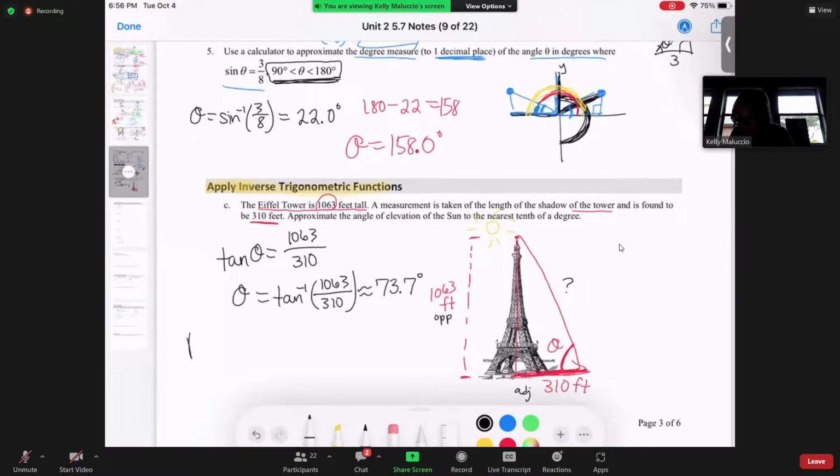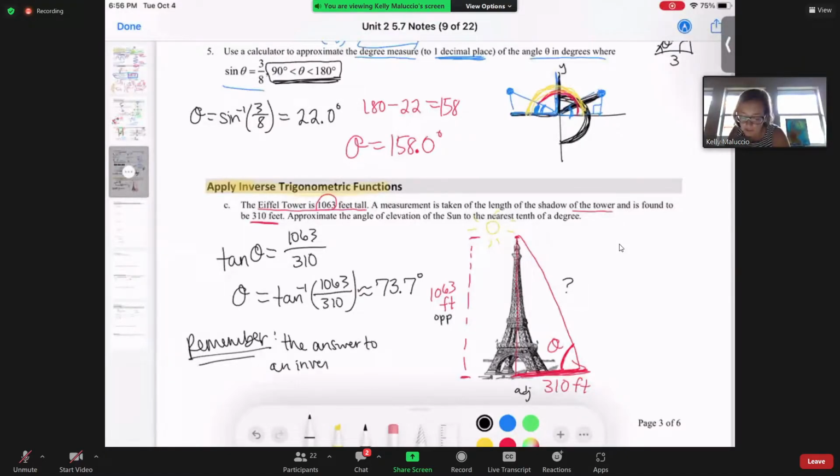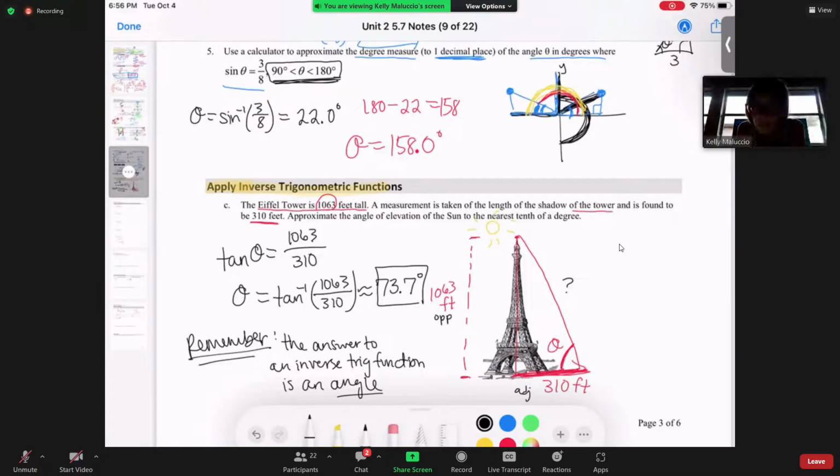And just something to note, I think from the textbook, they remind you, the answer to an inverse trig function is an angle. So my reminder is you've got to put degrees. If you don't put anything, I'm going to assume you mean radians. So just put that little degree symbol. You could write radians if it was in radians, but typically radians has no label and degree has the little teeny tiny circle.